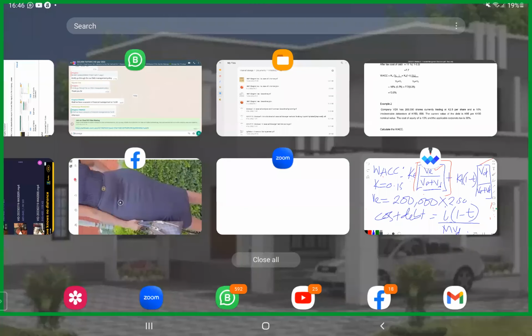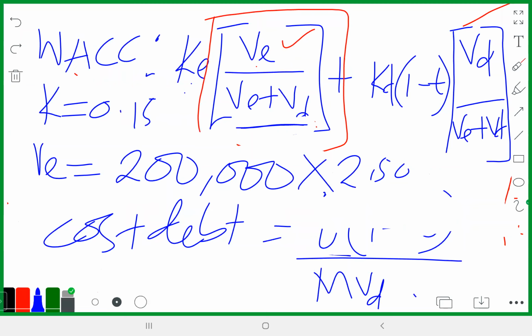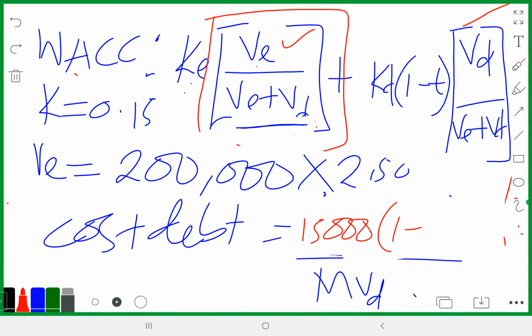So we will write 15,000 times 1 minus tax, 0.30. And we know that 1 minus 0.30 is the same as 0.70, divided by the market value of debt.